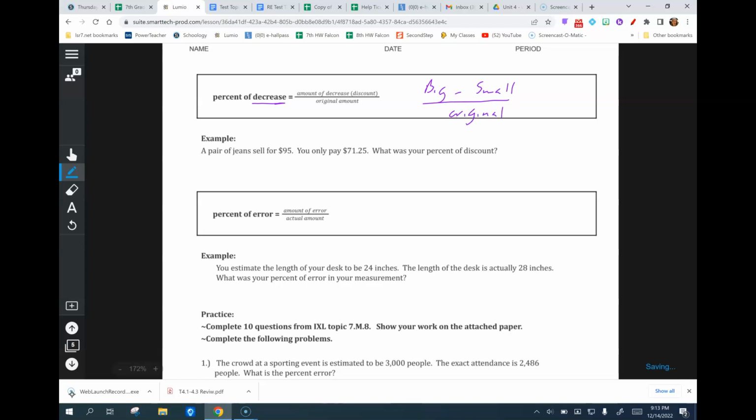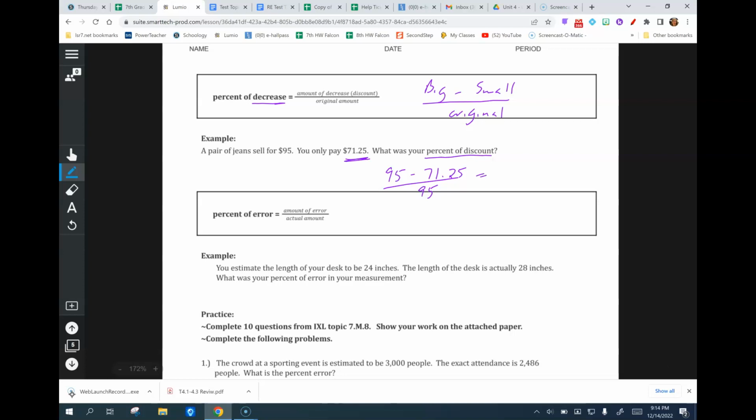Okay, so here we go. A pair of jeans sells for $95. You pay only $71.25. What was your percent of discount? Not was your discount. But you're going to start off by taking big minus small divided by the original, which was $95. You pay only this amount, so it's obviously a discount. So this is a percent discount.